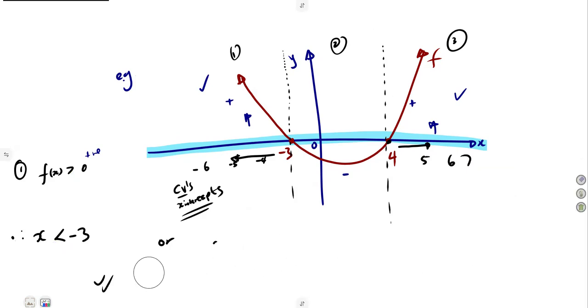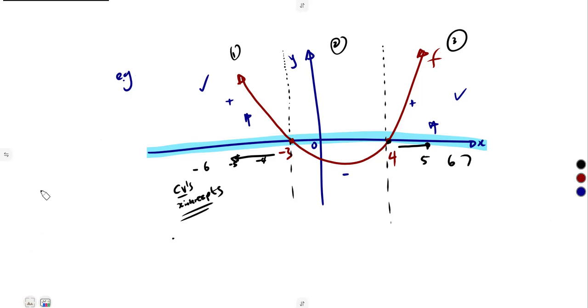Let's consider a condition where it is less than, so where f of x is less than 0. When it is less than, that is below the x-axis, the region where it is negative. So you can see between -3 and 4, it is below the x-axis.